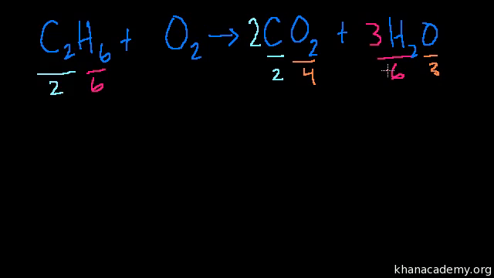I have 7 oxygens on this side, and I only have 2 on this side. So how can I make this 2 into 7? Well, I can multiply it by 3.5. Remember, I just want to have 7 on both sides. If I have 3.5 of these diatomic oxygen molecules, 3.5 times 2 is 7. So now I have 7 oxygens on both sides of the equation. 4 plus 3, and then 7 here. 2 carbons, and then 6 hydrogens.